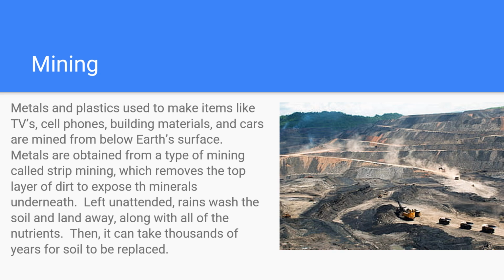Mining. Metals and plastics used to make items like TVs, cell phones, building materials, and cars are mined from below Earth's surface. Metals are obtained from a type of mining called strip mining. This removes the top layer of dirt to expose the minerals underneath. If left unattended, rain washes the soil and land away along with all of the nutrients. Then it can take thousands of years for soil to be replaced.